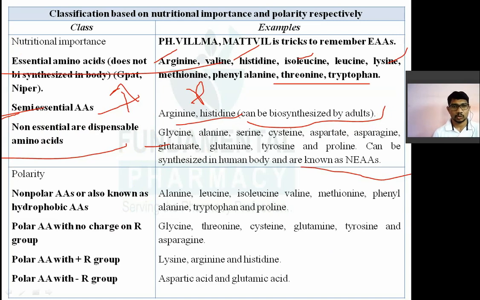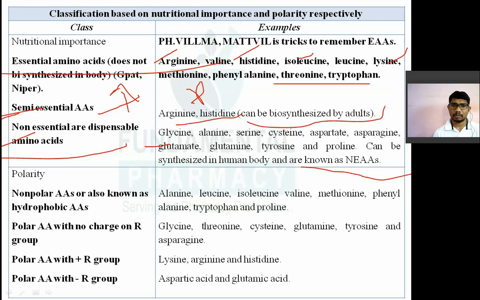Those amino acids which can be synthesized in the body are known as non-essential amino acids. So remember, use this trick to remember: PM VITAL. PM VITAL is a little easier. Use this PM VITAL trick to remember.